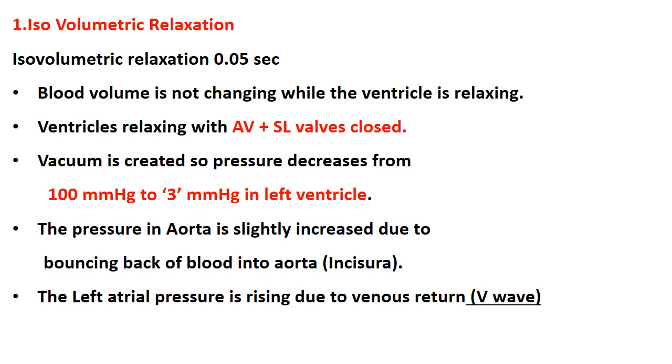The blood volume is not changing while the ventricle is relaxing because the AV and the semilunar valves are closed. This relaxation of the ventricular muscle with the closed valves increases the volume of the ventricle, but it is not letting in anything inside. A vacuum is created, so the pressure decreases from 100 millimeter of mercury to 3 millimeter of mercury in the left ventricle. The pressure in the aorta is slightly increased due to bouncing back of the blood into the aorta, and the left atrial pressure is rising due to continuous venous return in the left atrium.